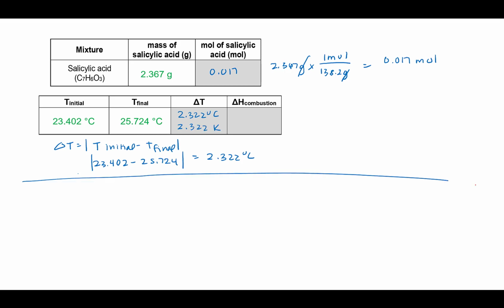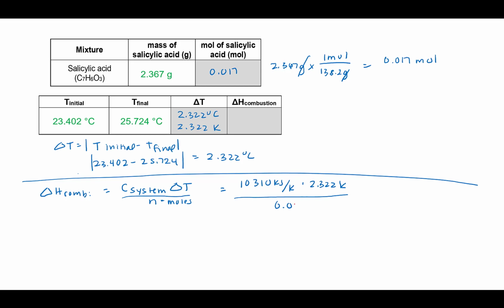Okay, so to get our delta H combustion, this is C of the system, and I'm going to use the value for aspirin times delta T over N, which equals the moles. So C system is 10.310 kilojoules per K times my delta T, which is 2.322 K, and that is over the 0.017 moles. And our temperature increased. It went from 23 to 25, so my value of delta H is going to be negative. So this will be, when I calculate this out, negative 1379.5 kilojoules per mole. So our values of K canceled out, so we're just left with kilojoules per mole.